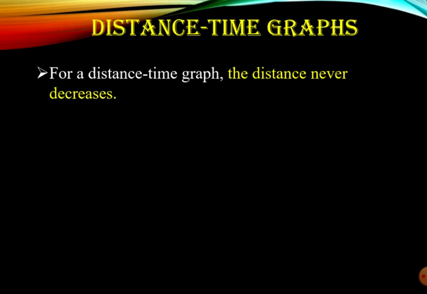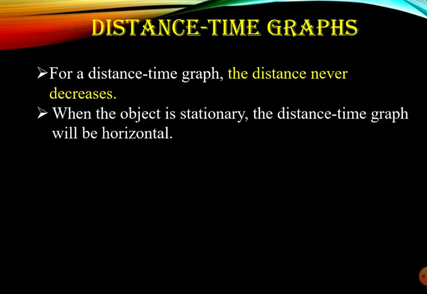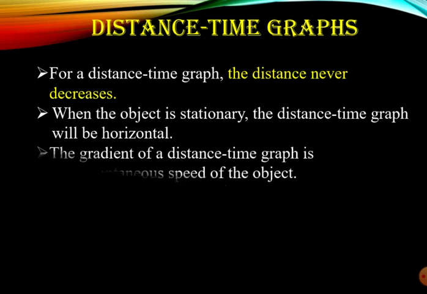When the object is stationary, the distance time graph will be horizontal. The gradient of the distance time graph is the instantaneous speed of the object. When I say instantaneous, it means the speed of the object at that very instant, if the time duration is very small. And what is meant by this gradient? The gradient is nothing but the change in the distance with respect to the time. I'm talking about this distance time graph.